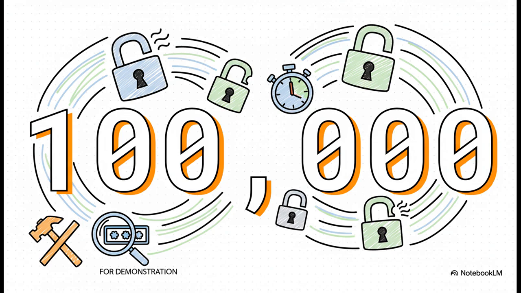How does the tool enforce ethical use? Well, it has built-in guardrails. For example, by default, it just stops after 100,000 attempts. Now, that's enough to find a lot of common passwords, but it prevents the tool from being used for these massive, malicious attacks. It's designed for demonstration, not for destruction.